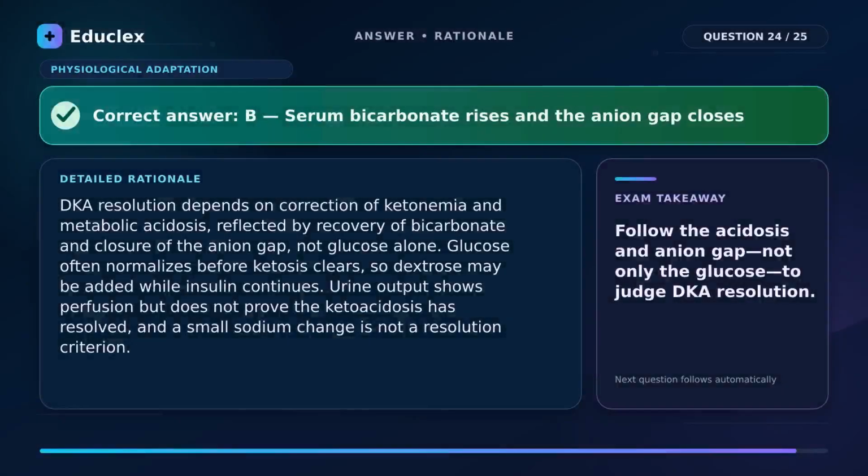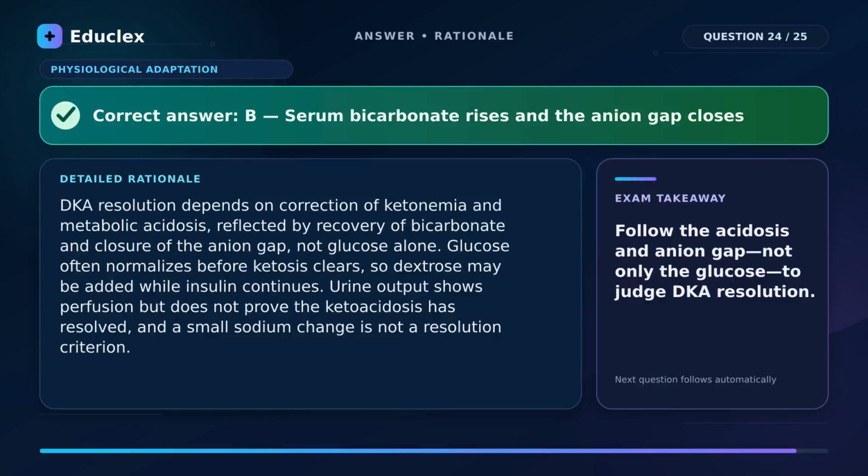The correct answer is B. Serum bicarbonate rises and the anion gap closes. Here is the rationale. DKA resolution depends on correction of ketonemia and metabolic acidosis, reflected by recovery of bicarbonate and closure of the anion gap, not glucose alone. Glucose often normalizes before ketosis clears, so dextrose may be added while insulin continues.